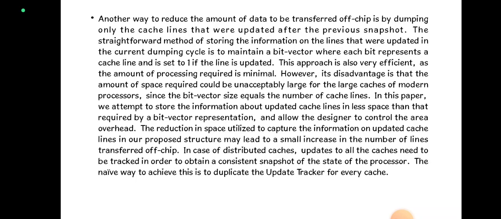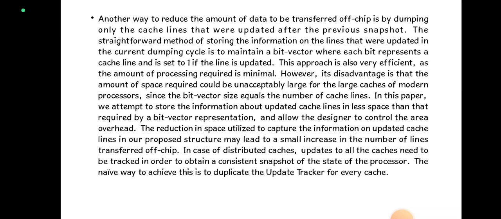Another way to reduce the amount of data to be transferred off chip is by dumping only the cache lines that were updated after the previous snapshot. The straightforward method of storing the information on the lines that were updated in the current dumping cycle is to maintain a bit vector where each bit represents a cache line and is set to 1 if the line is updated. This approach is also very efficient as the amount of processing required is minimal.